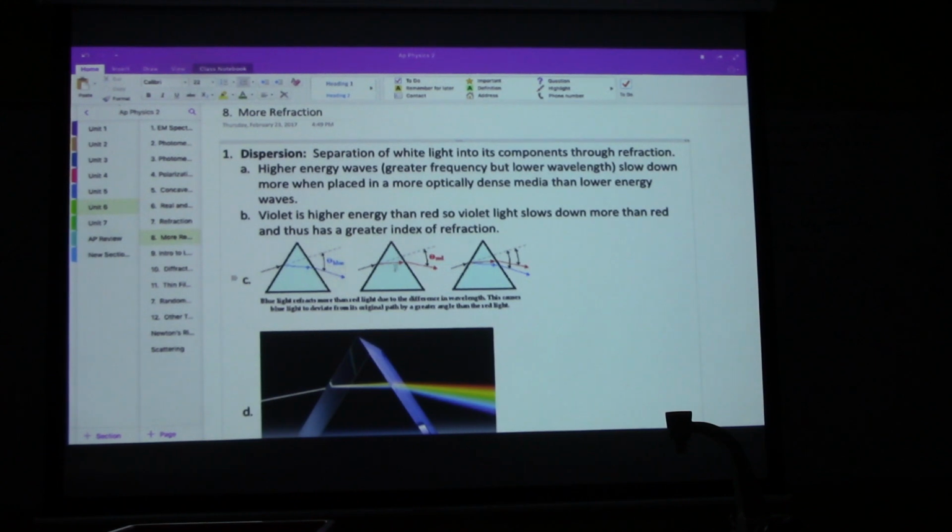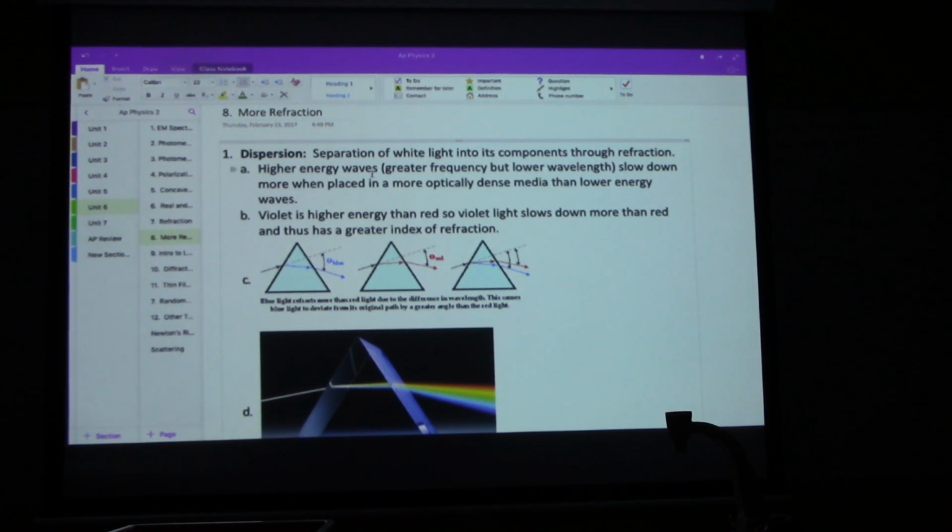When we have white light that enters into the prism, the light will disperse into all of the different regions of the spectrum. So dispersion is simply the separation of white light into its component colors due to diffraction. So dispersion is caused by diffraction.